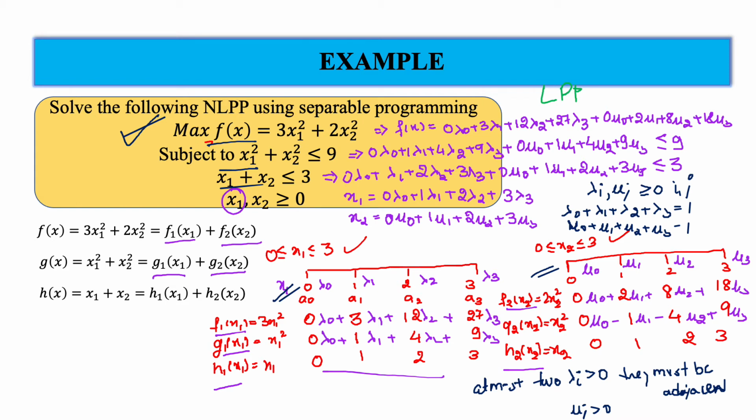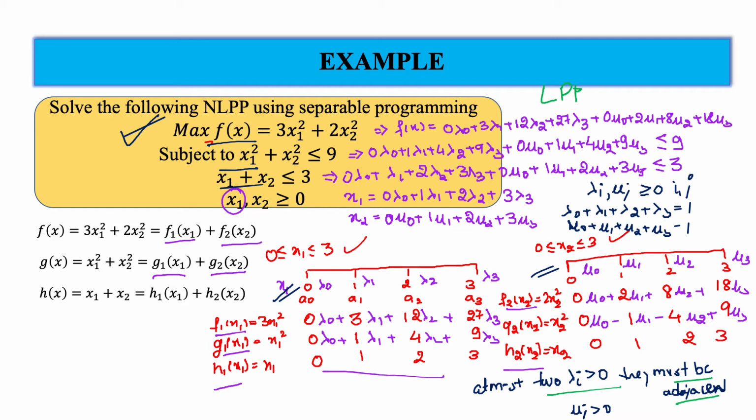Okay, but we have another restriction, and the restriction is that at most 2 lambda i should be greater than 0 and they must be adjacent, and at most 2 mu j should be greater than 0 and they must be adjacent. So this is that additional condition which we are having. So how to take care of this condition while solving LPP by simplex method?